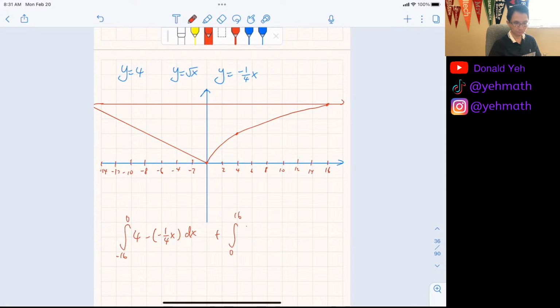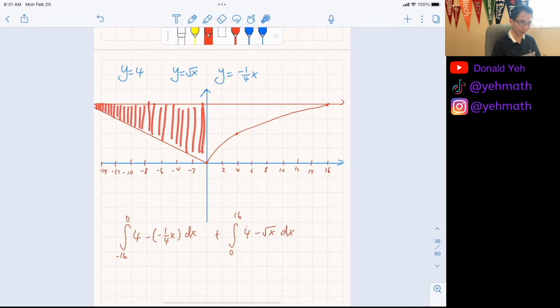It's 4 minus square root of x dx. Okay, so the way we accumulate area is by slicing from left to right like this. Do you see that? Yeah. And the way we calculate, we integrate them, so that means you're adding all the lines together.